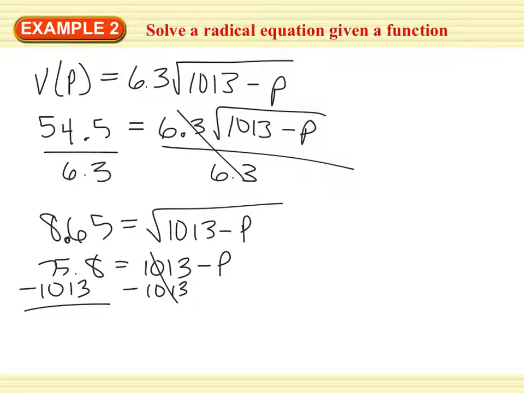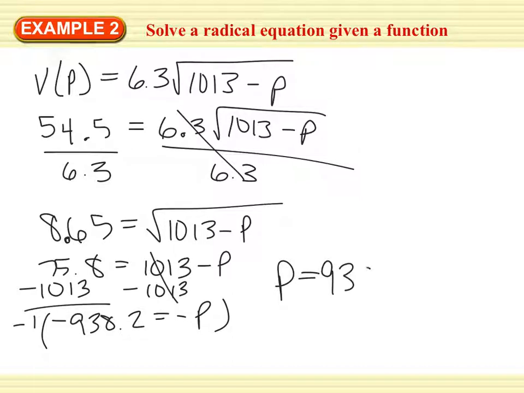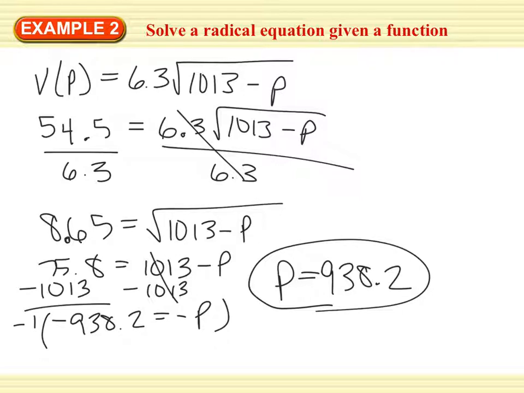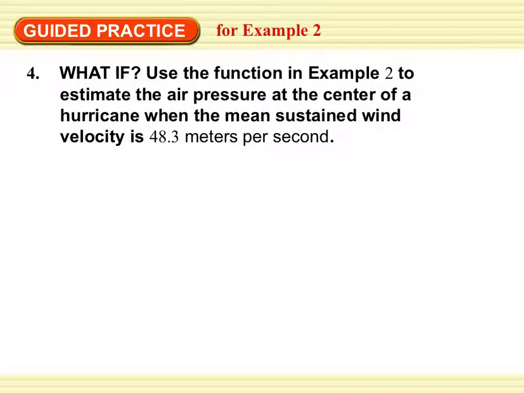75.8 minus 1013, negative 938.2 equals negative P. I don't like that, so let's go ahead and multiply everything by negative 1. So P equals 938.2, approximately. I rounded a bit.